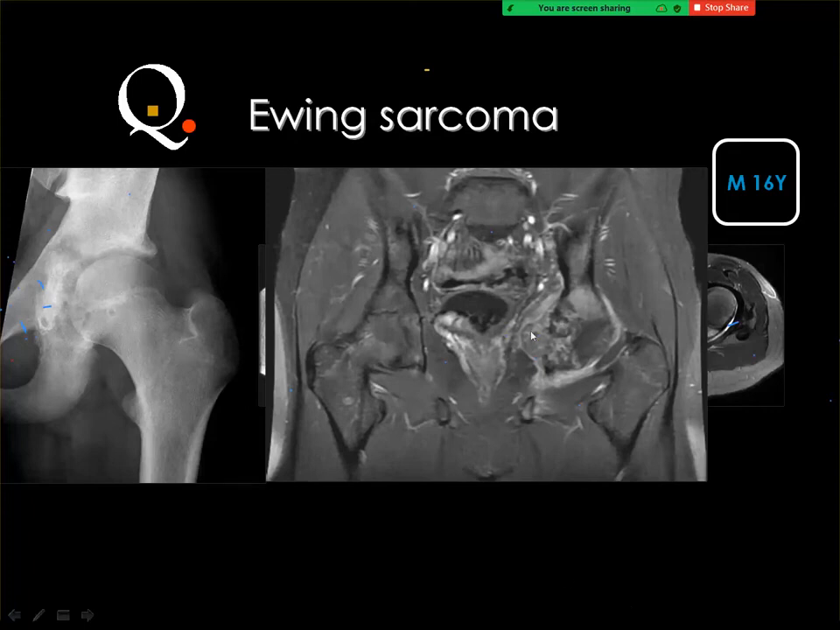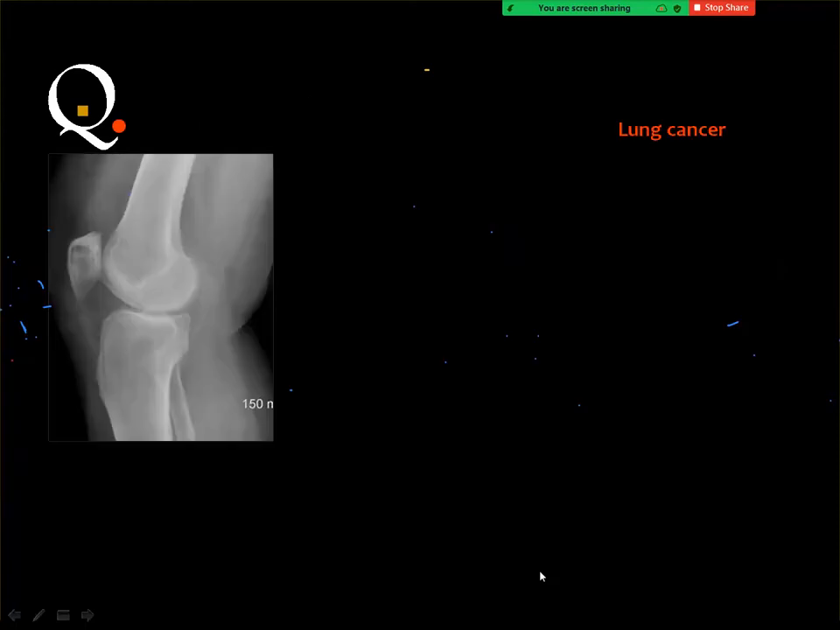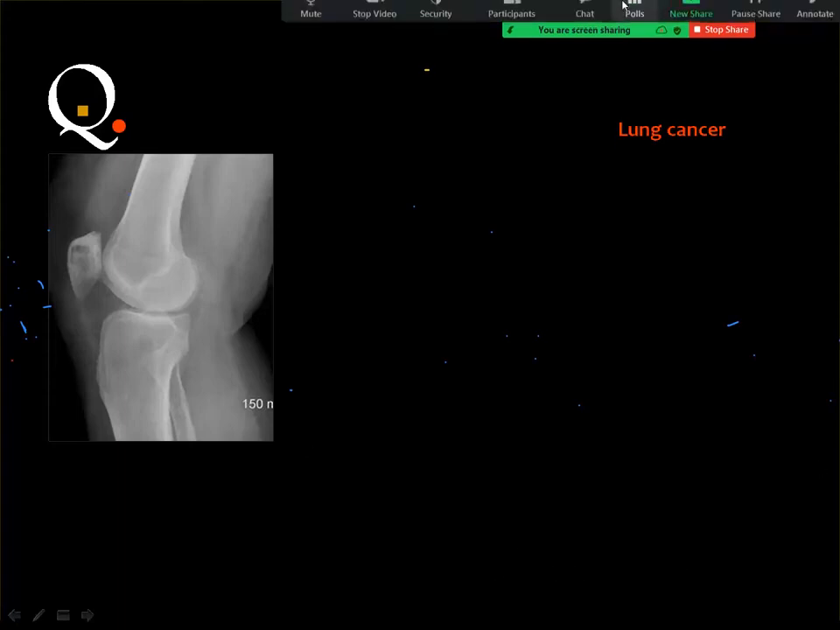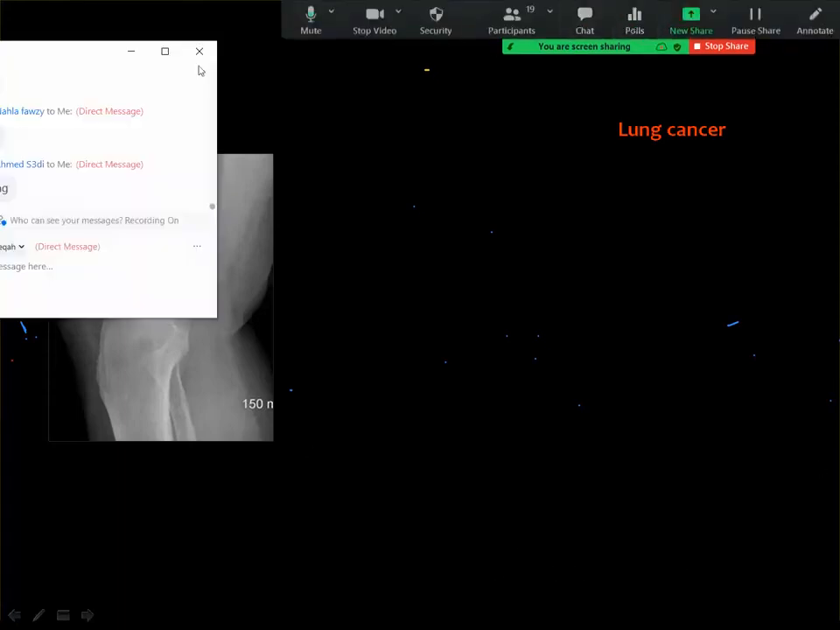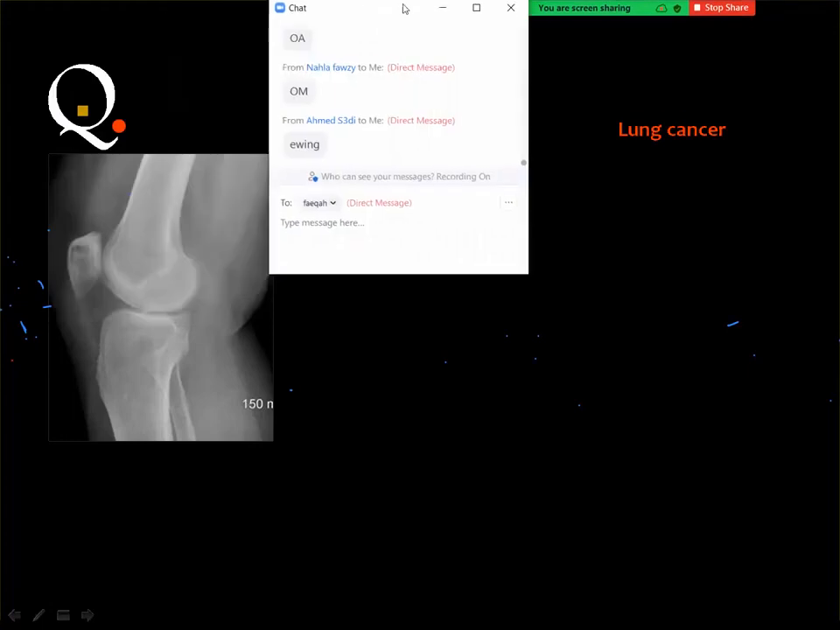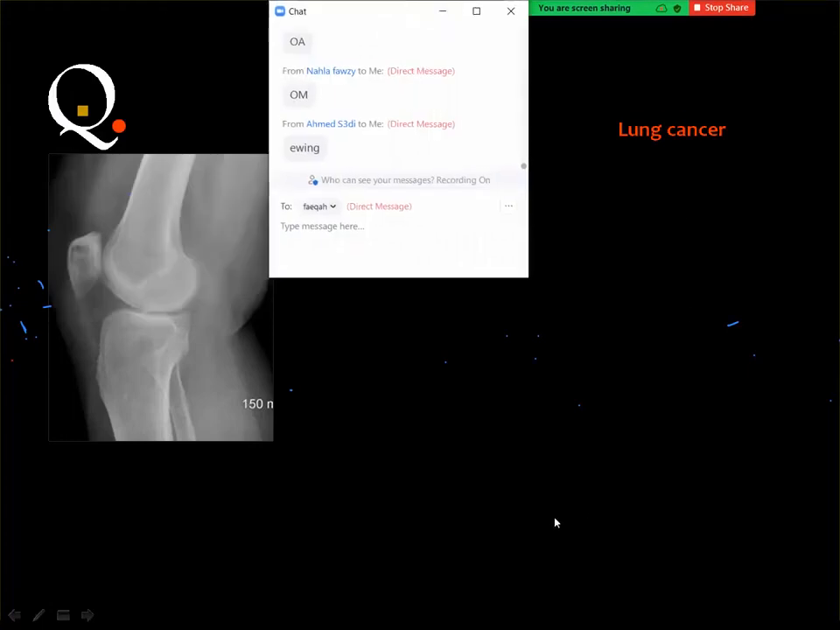And one, you should remember this very carefully. One of the criteria of malignancy is the presence of an extraosseous soft tissue component. This patient had bronchogenic carcinoma, and this is the X-ray of the knee done because of pain.